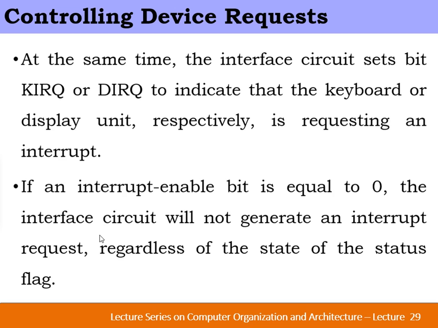If the interrupt enable bit is equal to 1, then it indicates that the IO devices are essential and are involved in the execution of the program. Hence that particular device can generate an interrupt request. Keeping that in mind, the interrupt enable bit can be set to 1. Therefore, the second point says that if an interrupt enable bit is equal to 0, the interface circuit is not at all going to generate an interrupt request regardless of the state of the status flag.